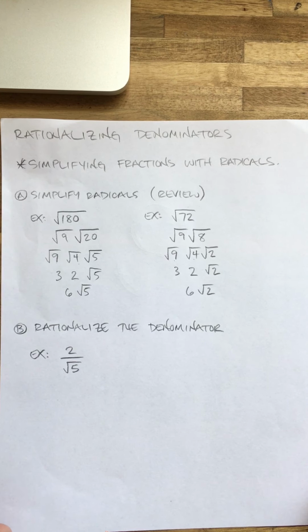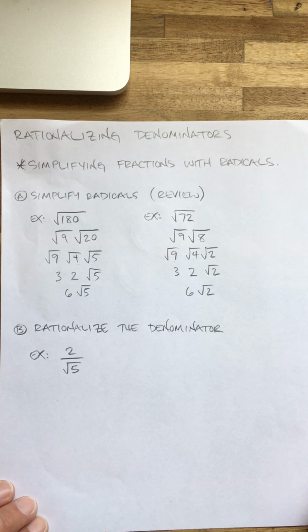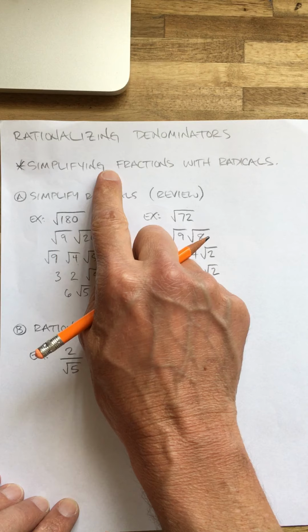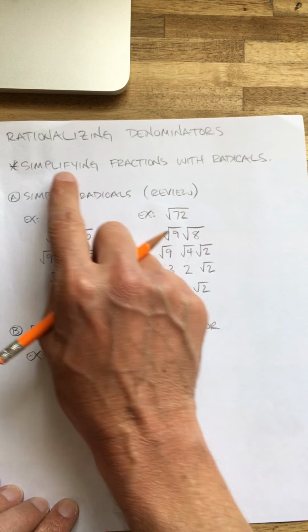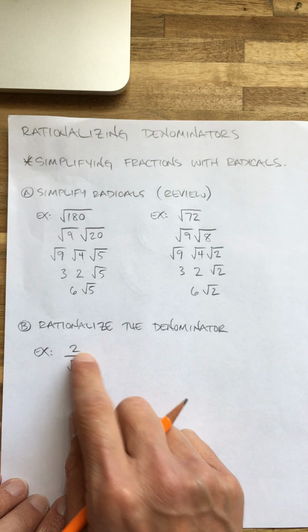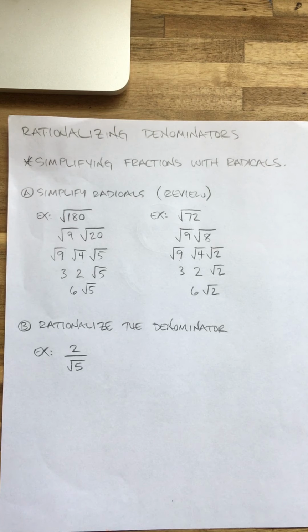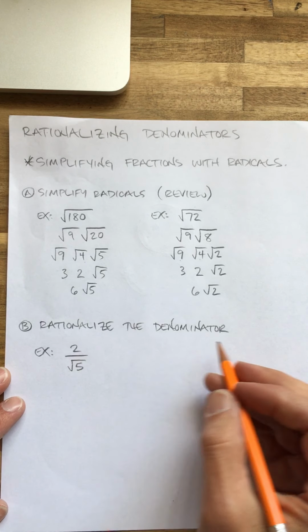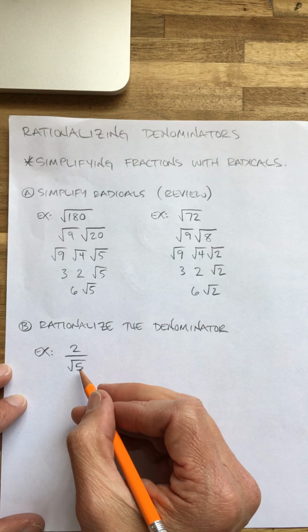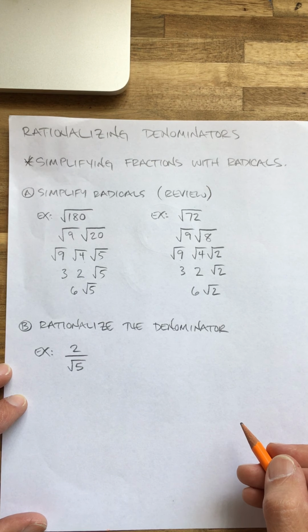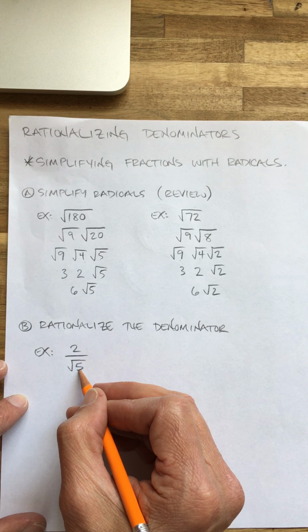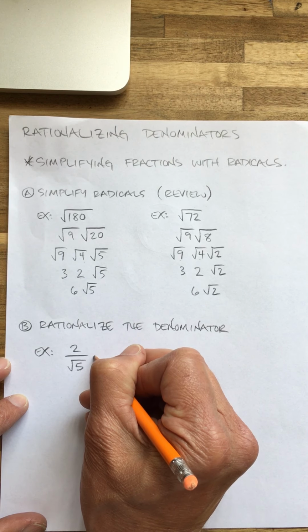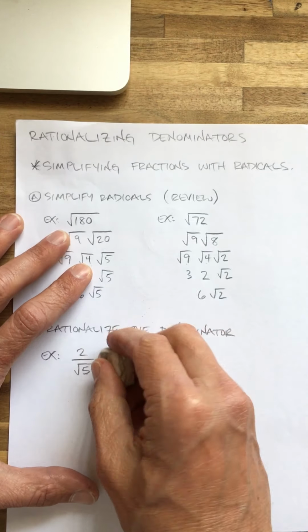What do I mean when I say rationalize the denominator? Well, I mean we're going to simplify the fraction that has a radical in it. Rationalizing denominators means we're simplifying fractions with radicals. This is a fraction. It has a radical in it. How do you simplify it? So basically, to rationalize the denominator, it means we do not want a radical in the denominator anymore. Okay, so there's one very easy way to deal with this.